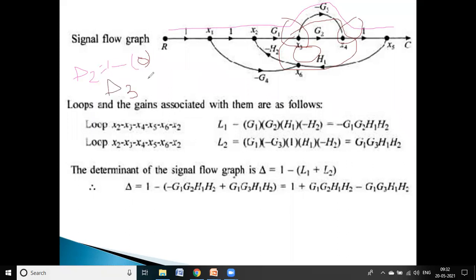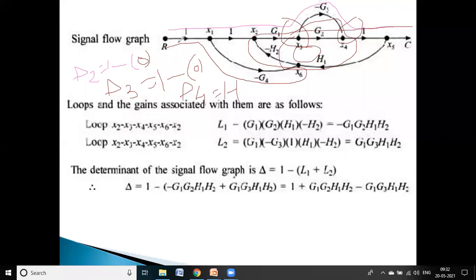Delta 3 means again 1 minus loops which are not in contact with the third forward path. The third forward path is this one. Again, these two loops are in contact at the same points. So again it becomes unit value. Delta 4 is equal to 1 minus loops which are not in contact with the fourth forward path. The fourth forward path is this path. Again, at the same points, they are in contact. So put 0.